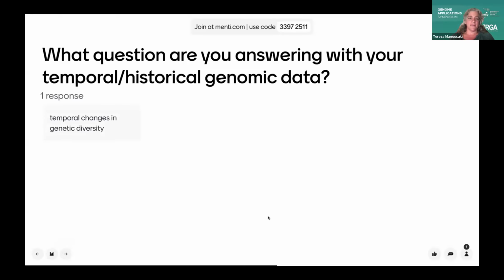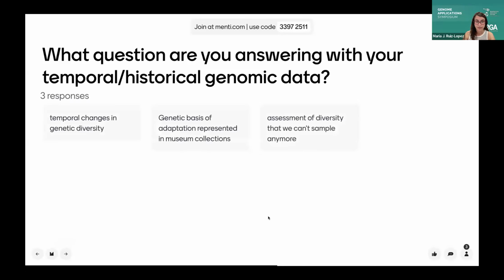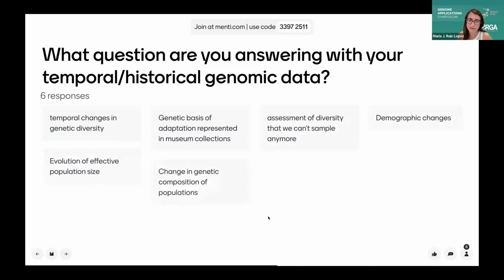Yeah, changes in genetic diversity. There are changes in genetic diversity. Genetic basis of adaptation represented in museum collections. We can't sample. Assessment of diversity that we can't sample anymore, to use as a baseline. Demographic changes. Evolution of effective population size.